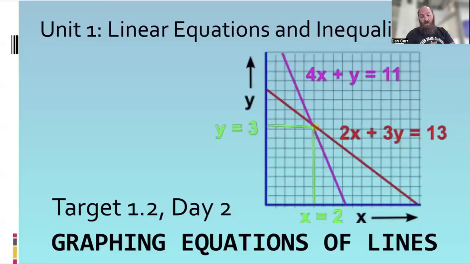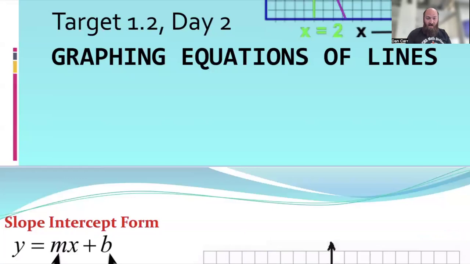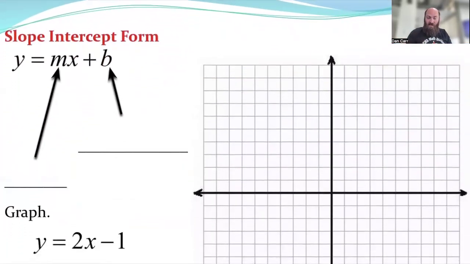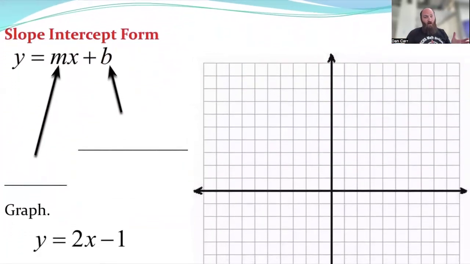Today we're working on 1.2 day 2, graphing equations of lines. So again, this is going to be a review of something you've done in the past. So let's take a look at some of our key points here. So start with slope-intercept form.